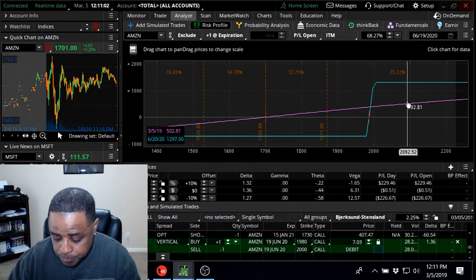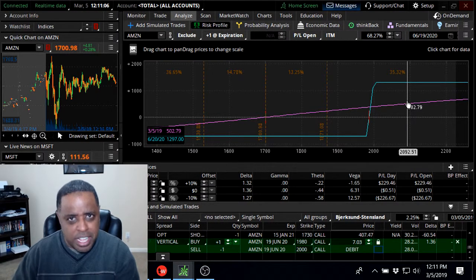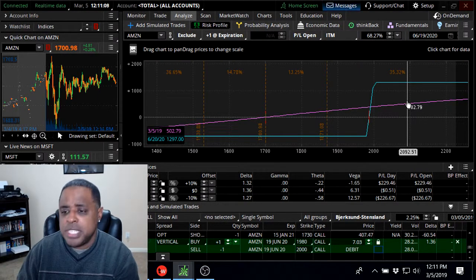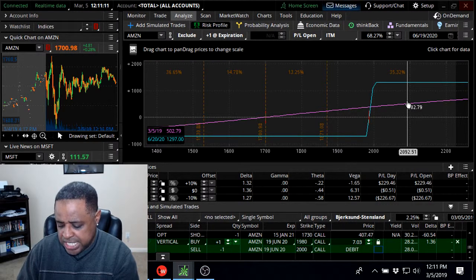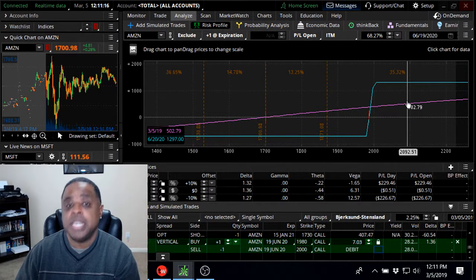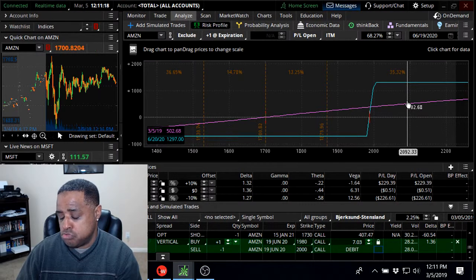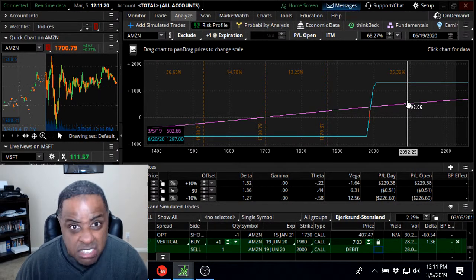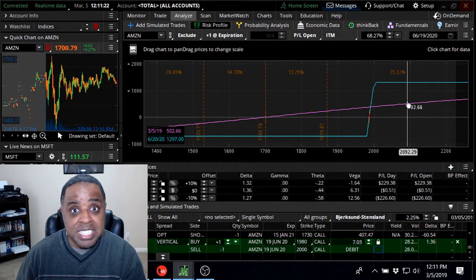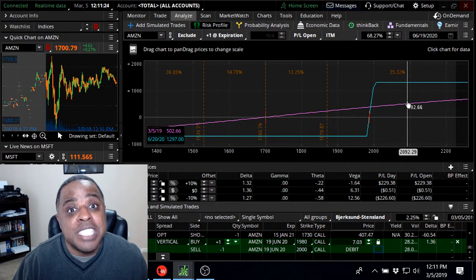So if we take 703, let me get this math right. I've got the calculator right here. Let's say we take 1297 and divide it by 703. The most I can make is 180% on my money. I think that's pretty good. 180%.